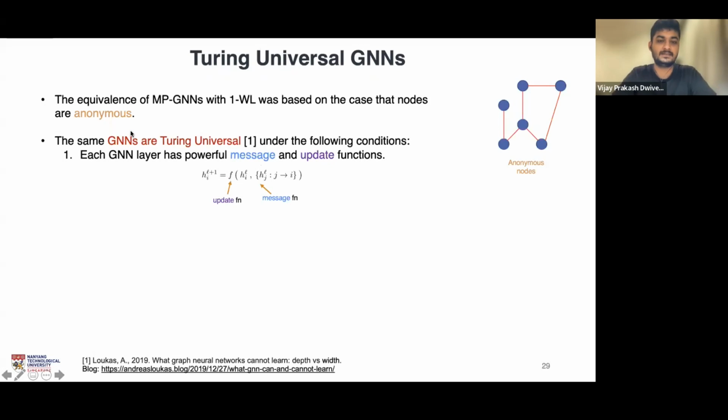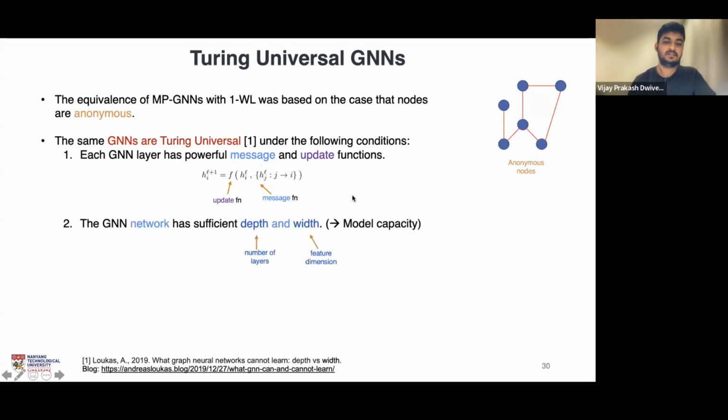The first condition is that the GNN layer must have powerful message and update functions. By powerful message and update functions, it means that they must be able to approximate any class of function that is represented by a graph. So to achieve this function f and this aggregation f, simple MLPs can be used with at least one hidden layer to represent this universal approximation. So this is how we achieve the first condition. And GIN is one example, for instance.